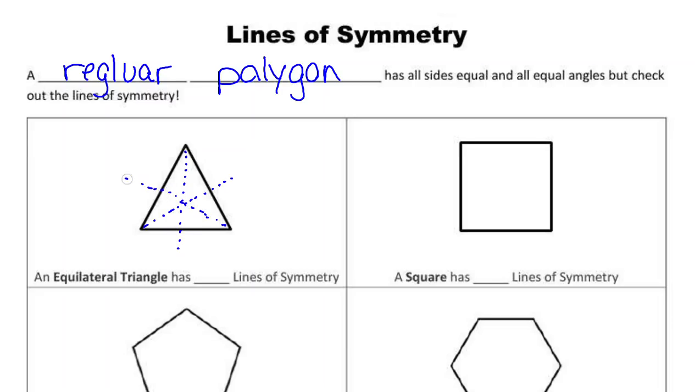So I have an equilateral triangle. It has 3 sides that are perfect. It has 3 angles that are perfect. So I have 3 lines of symmetry.